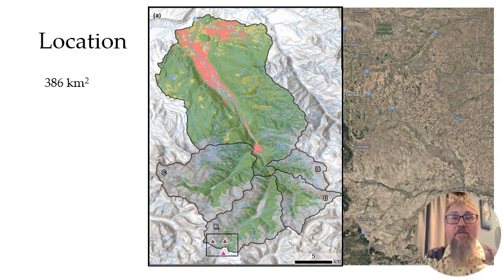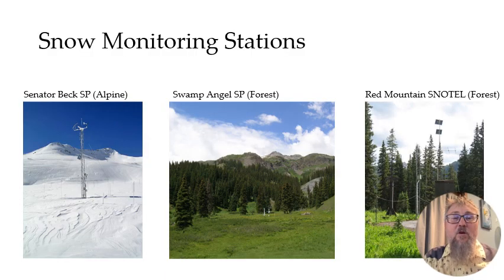Here in this land cover map, we can see that the lower part of the basin is forest, and then we have some urban areas as well. We used 3 monitoring stations. The Center for Snow and Avalanche Studies has an alpine monitoring station at Senderbeck, the Senderbeck study plot, a forested study plot at Swamp Angel, and we also used the NRCS SNOTEL station at Red Mountain Pass. There are not many monitoring stations in the alpine across the western US.